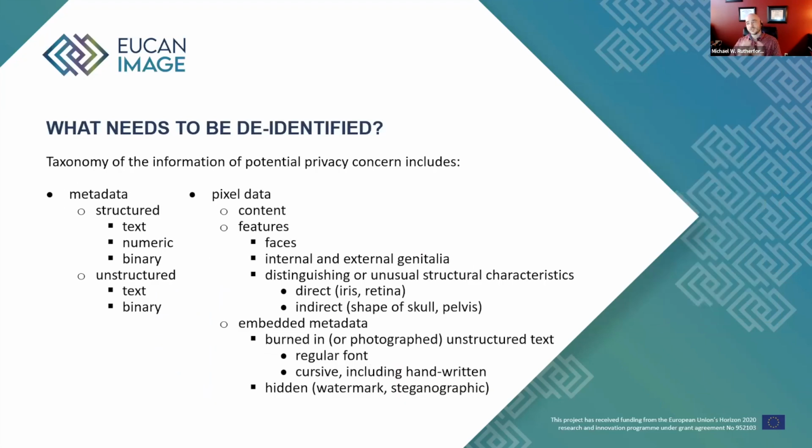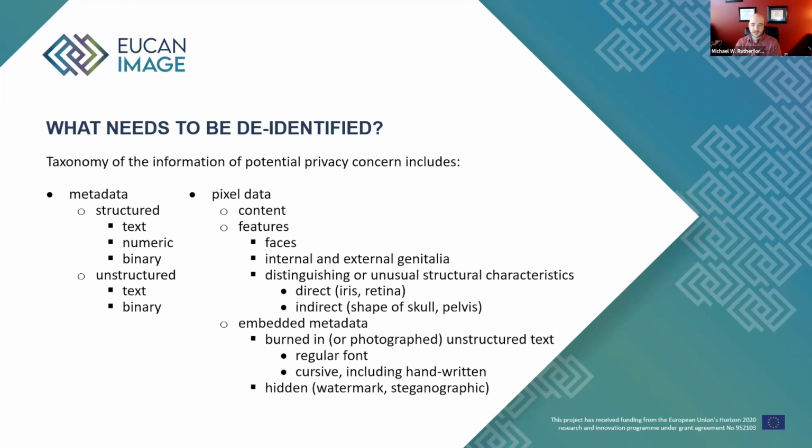So as far as what needs to be de-identified, the metadata contains both structured and unstructured attributes, which can contain text, numeric, and binary values. The unstructured can be especially difficult to de-identify because it's pretty much just big blobs of text, and you're looking for these. Sometimes it's just a needle in a haystack.